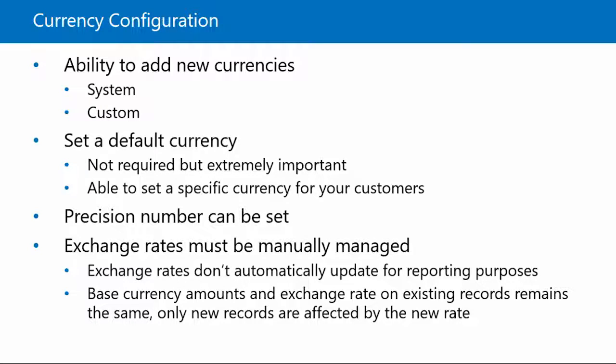Also, when exchange rates are changed in the currency table, the base currency amounts and the exchange rate on the existing records remain the same, allowing you to keep the history. So if a record was pre-existing but still open, such as an opportunity that hasn't been won yet, the base currency amounts and the exchange rate on the record will update when you modify one of its currency amounts, or if you change the currency, or when you close the opportunity.